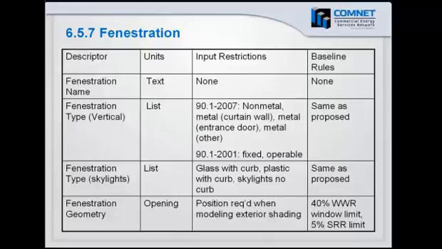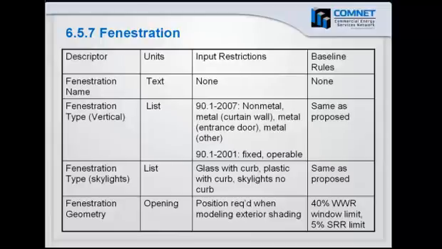And then for skylights, we have glass with curb, plastic with curb, or skylights with no curb. For fenestration geometry, this is the opening of the fenestration for each window, and the position information is required when modeling exterior shading, so you can get the correct modeling effects when there's shading on the window.